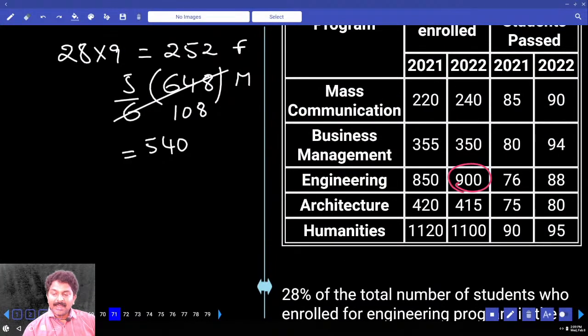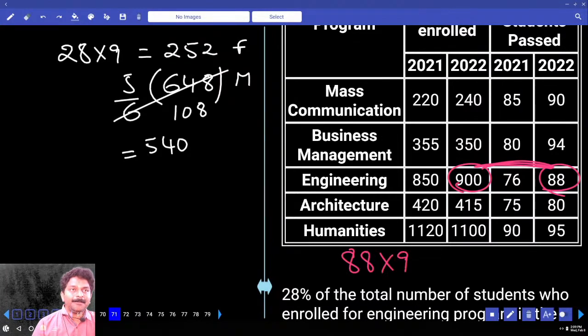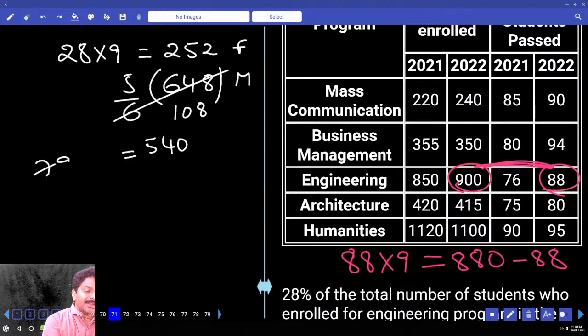2022, 900 people are there. 88% could pass the exam. 88% should be calculated on 900 only, right? So now, what is 88%? Can I write it as 88 into 1% value? Same, 10 times minus 1 time, which is 792. Out of 792, 540 are male, then the remaining 252 are female.